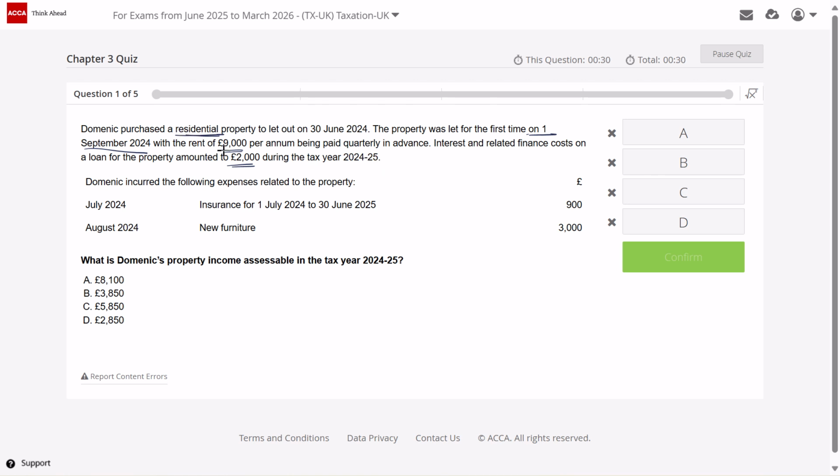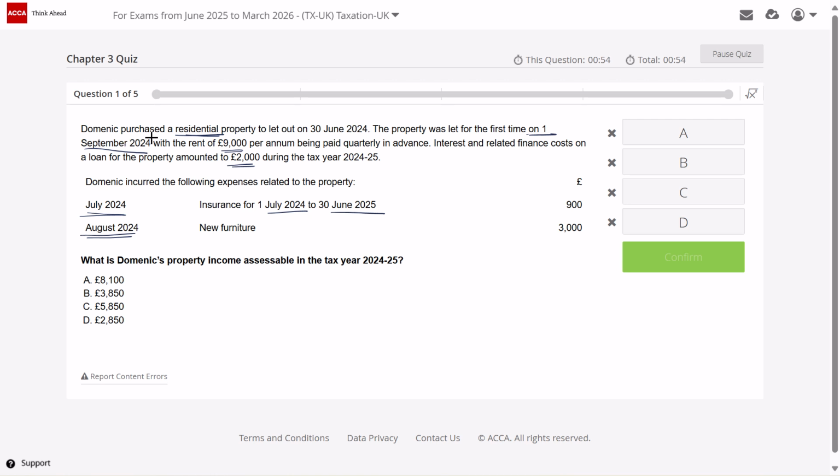This is a residential property. Dominic incurred the following expenses related to the property. There was insurance expenditure paid in July 2024 for the period 1st July to 30th June, and expenditure paid in August 2024 for new furniture for £3,000. What is Dominic's property income assessable in the tax year 24-25?